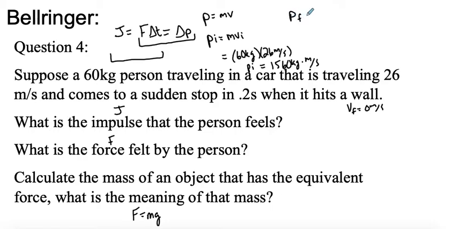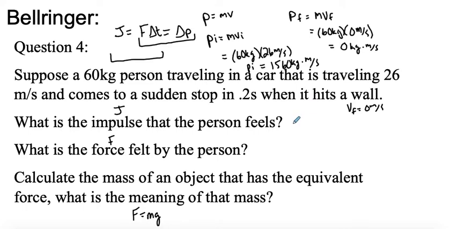Final momentum, that would be after the person hits the wall. That's going to be mass times final velocity, which the mass is 60 kilograms. And we probably don't need to do this work, but we'll just show it anyways. And the velocity would be 0 meters per second, which would give us a final momentum of 0 kilograms times meters per second.